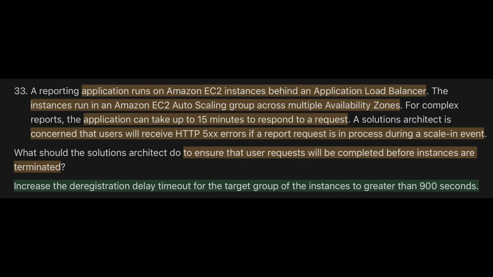Now let's say an application runs on Amazon EC2 instances behind an ALB, and the instances run in an Amazon EC2 Auto Scaling group across multiple AZs. And the application can take up to 15 minutes to respond to a request, and the solutions architect is concerned that users will receive HTTP 500x errors if a report request is in process during a scale-in event. So what they can do to ensure that user requests will be completed before instances are terminated is that they can increase the deregistration delay timeout for the target group of instances to greater than 900 seconds.